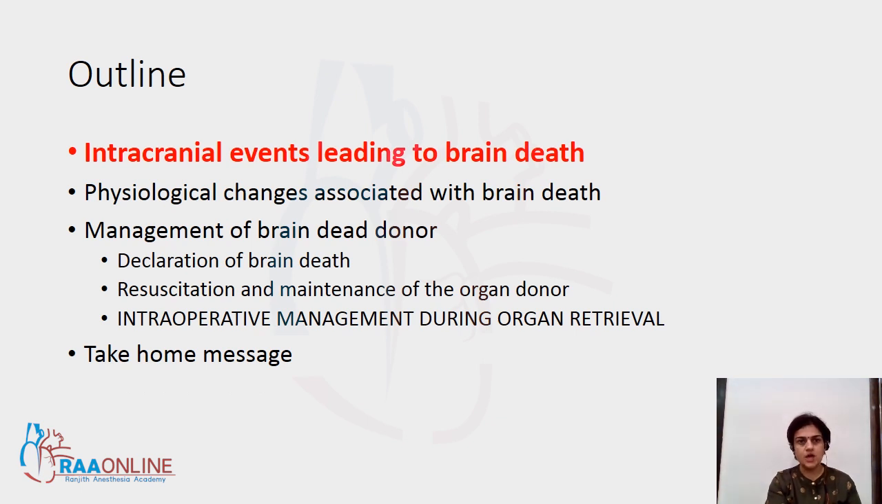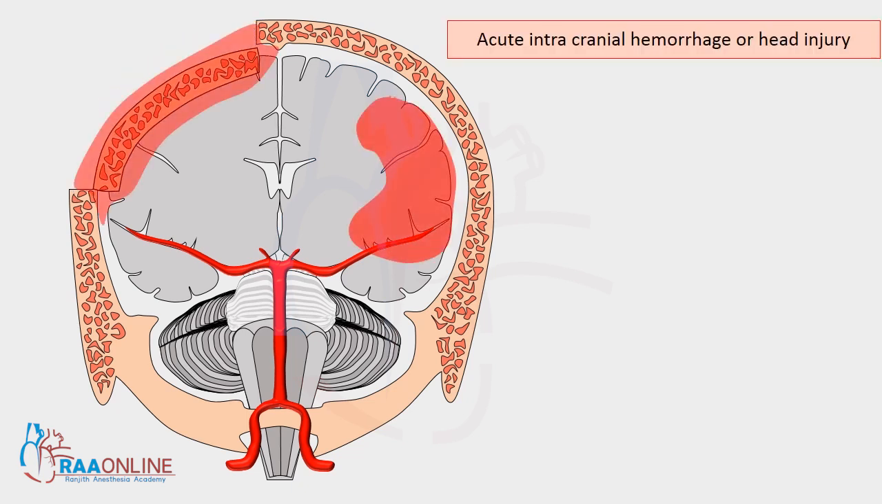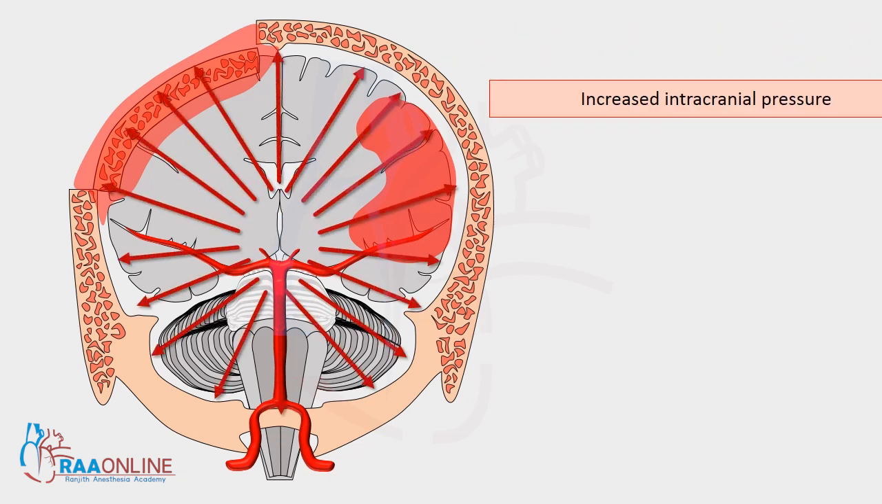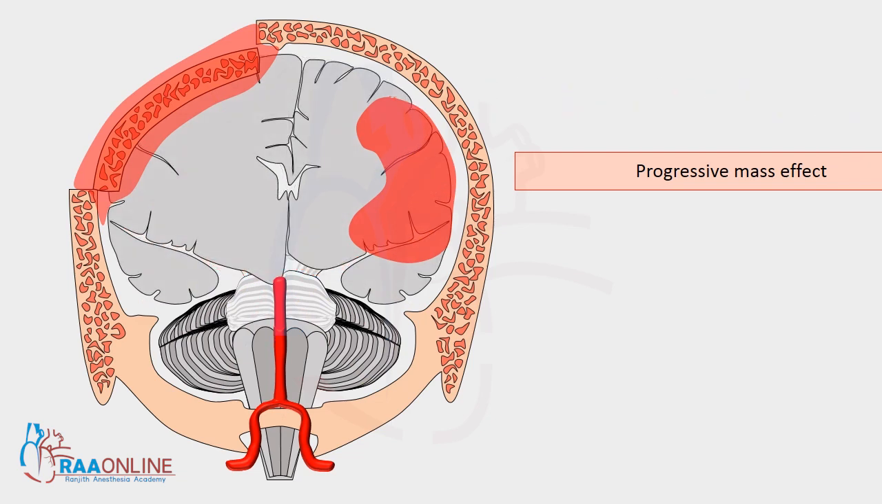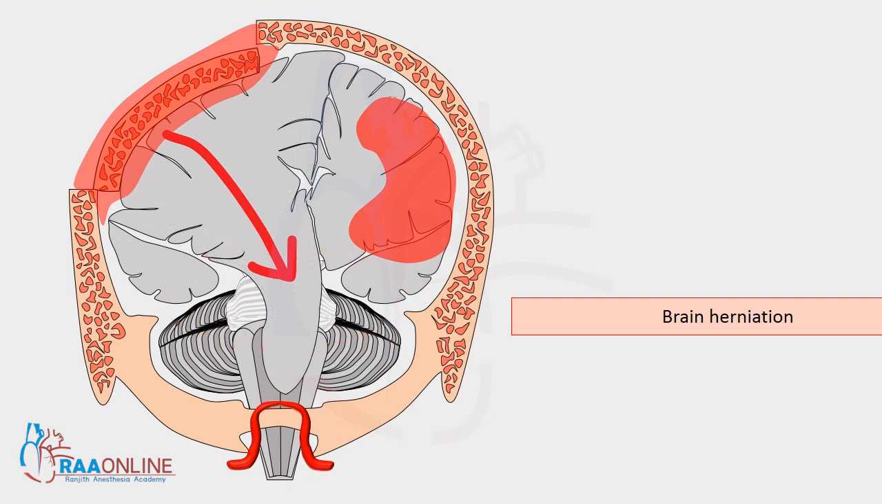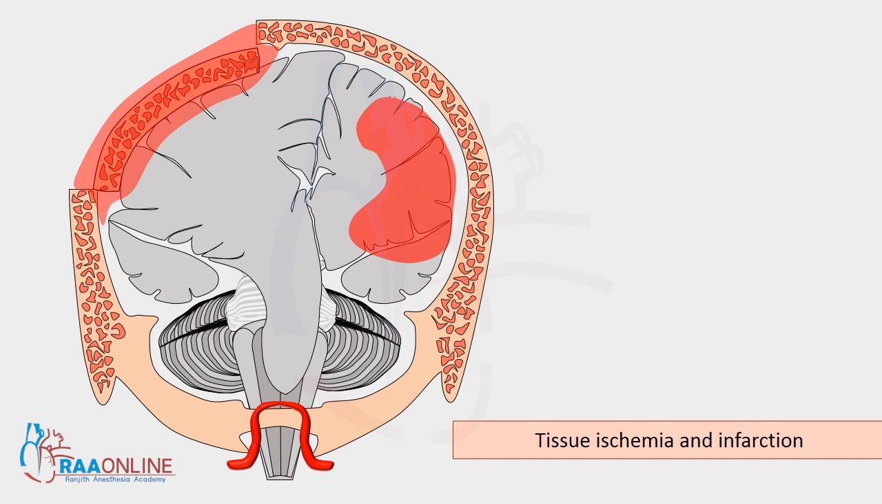So let us first see what are the intracranial events which lead to brain death. It all starts with a neurological insult, either an acute intracranial hemorrhage or a head injury, which causes an increase in intracranial pressures. There is a progressive mass effect and the brain begins to herniate. As the brain herniates, it compresses the arterial components. This leads to ischemia and tissue infarction, which in turn contribute to all the physiological changes which happen with brain death.